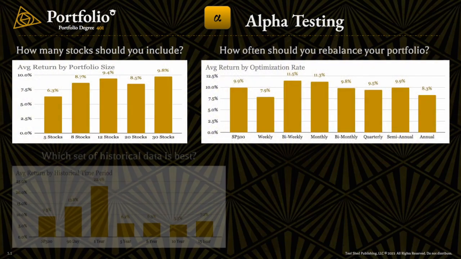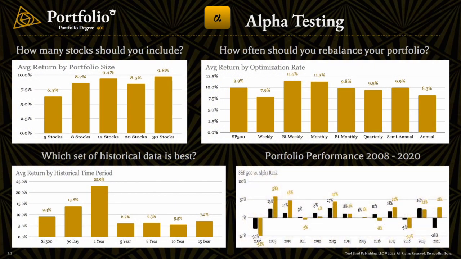In terms of alpha, as far as how many stocks you should include, you can see that you should have at least 12 in your portfolio, and actually 30 tested the best, but keep in mind that 30 can have a large workload that comes with it. In terms of the optimization rate, it's a little more short term. Biweekly and monthly tested the best. So about every 2 to 4 weeks, you want to optimize and rebalance, which makes sense when you look at historical time periods that you should leverage.